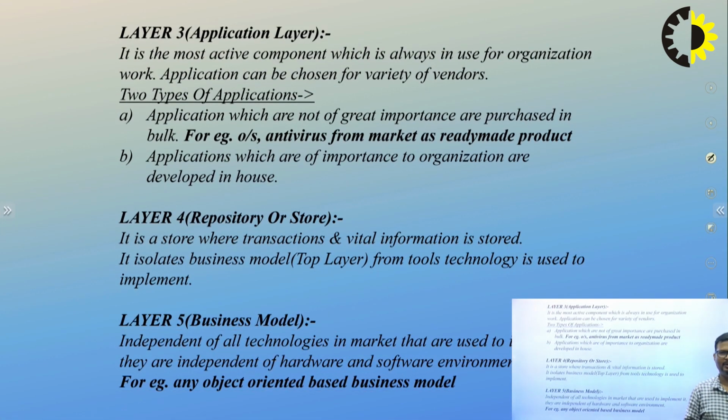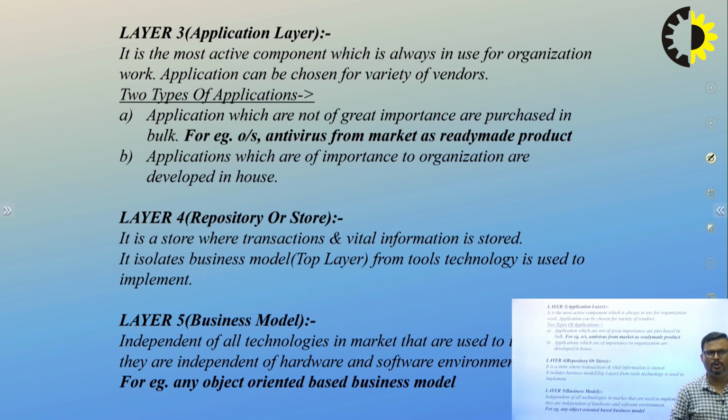Layer 3, application layer. It is the most active component which is always in use for the organization. Work applications can be chosen from a variety of vendors. Two types of applications: applications which are not of great importance are purchased in bulk. Second, applications which are of importance to the organization are developed in house, meaning the first is purchased, and the second we develop ourselves.